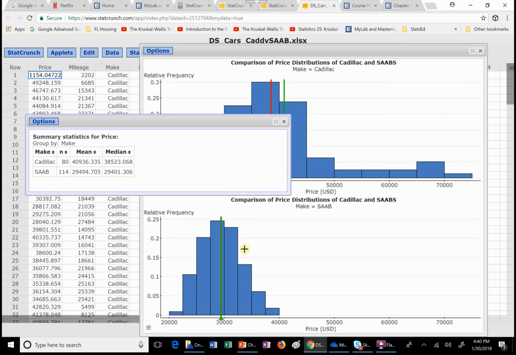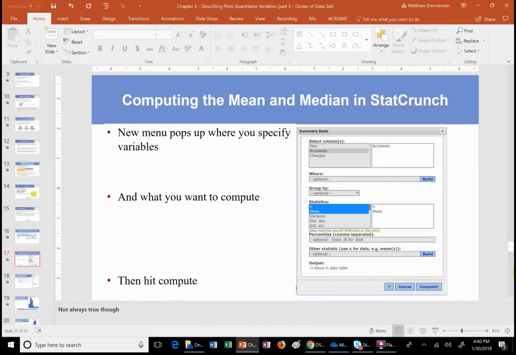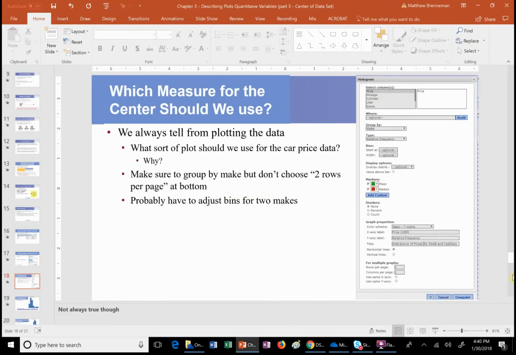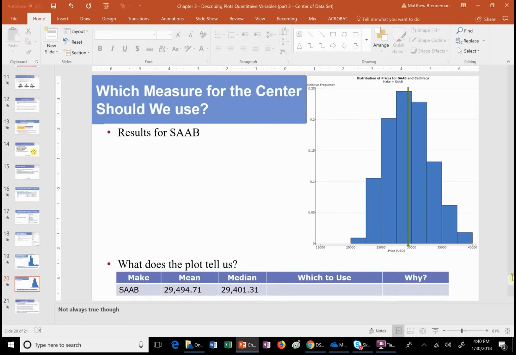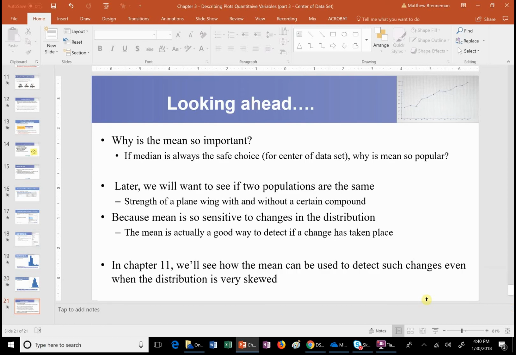And we're going to talk about the center. The center is the one thing we haven't talked about yet. Here's a question to think about. You might say, well, the median is always the safe choice. Why don't we just always use the median? Everybody in this room knew what the average was before this class started, no doubt, but probably not everyone knew what the median was. But if the median is always the right answer, why do we even talk about the mean?